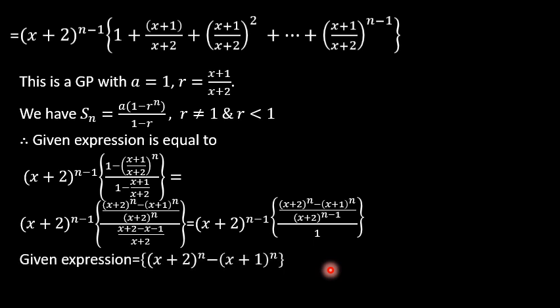So now the given expression becomes (x+2)^n minus (x+1)^n, because (x+2)^(n-1) is also eliminated, because here outside the bracket we have (x+2)^(n-1), and in the denominator I have (x+2)^(n-1). So you can cancel this. So we are left with the numerator only, that is (x+2)^n minus (x+1)^n.